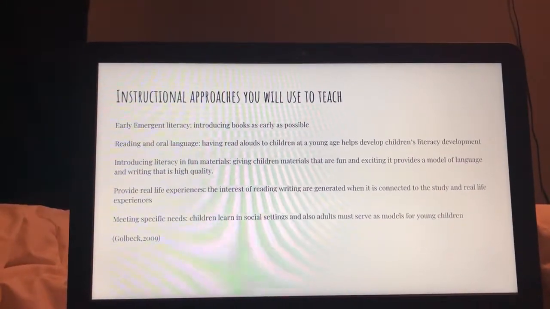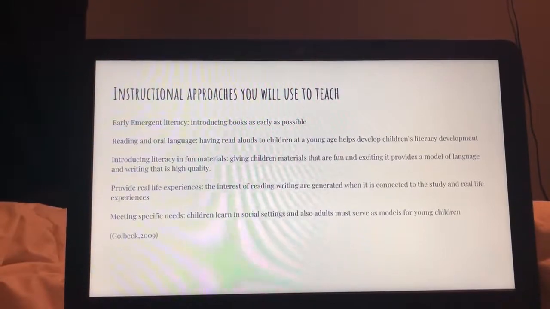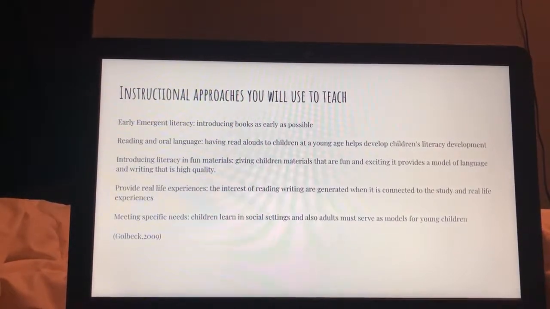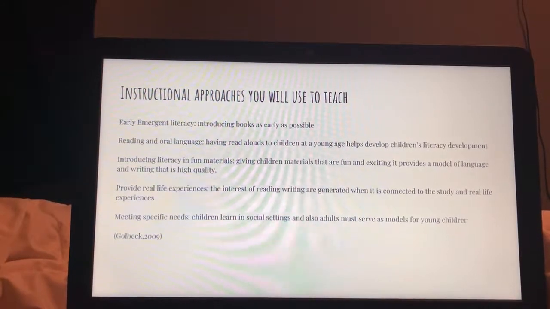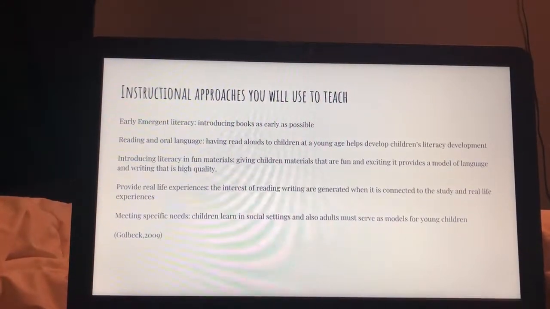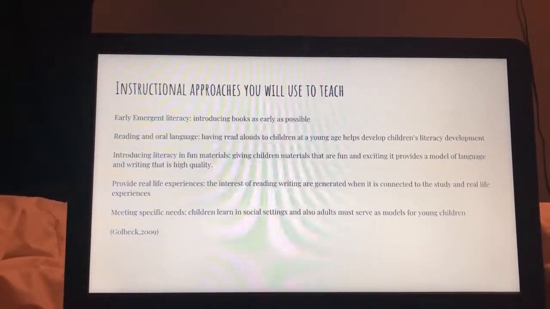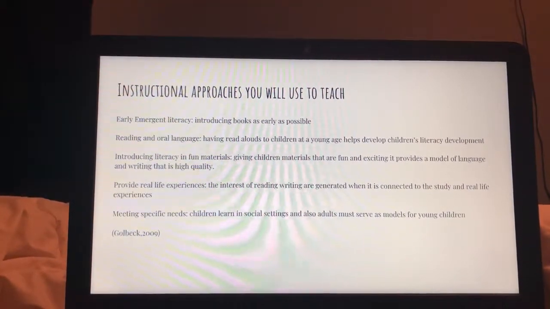Introducing literacy in fun materials. A good activity I like to do is get magazines, and then they cut out letters that they see. That gives them an idea of what they're looking for, and those are also new materials that they might not have seen before.